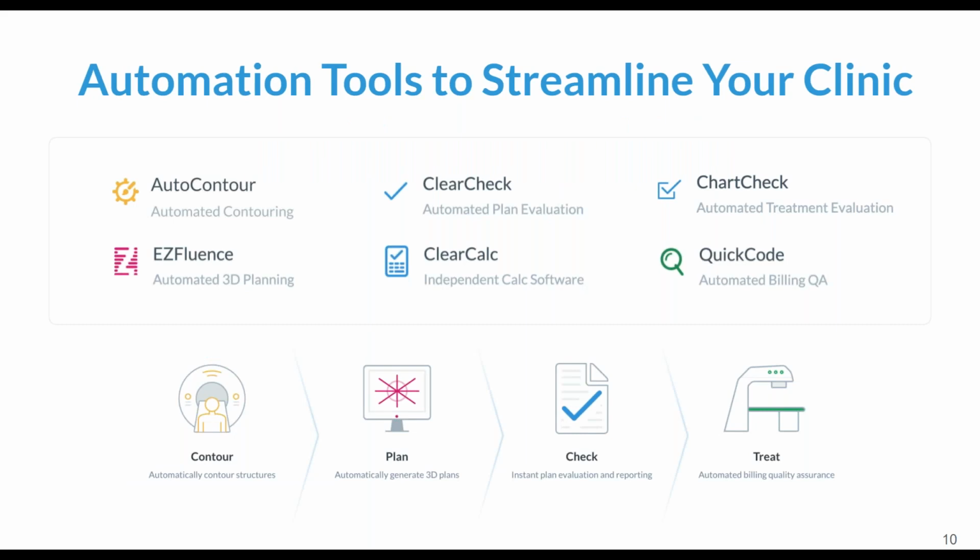So those 6 products we currently have, I am going to highlight ClearCalc today, but just in case you're not familiar, just a little glimpse at our others, which is AutoContour, which is our automated AI contouring software, EasyFluence, which is our automated 3D planning software, ClearCheck, which pretty much everybody is familiar with at this point, but that's our automated plan evaluation. And then we also have ChartCheck, which is treatment evaluation, and QuickCode, which is our billing QA software.